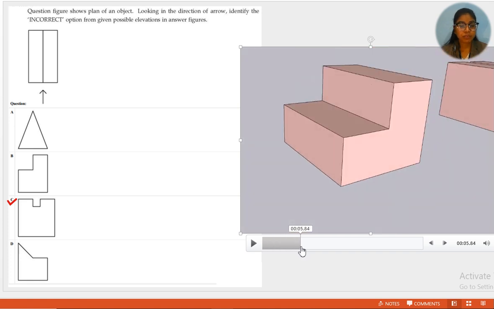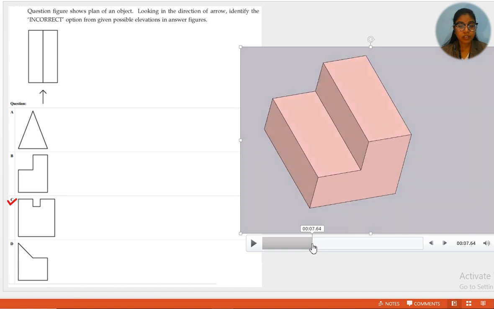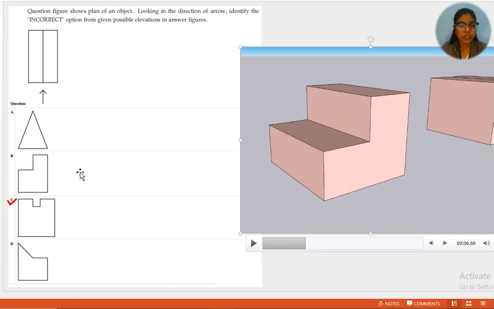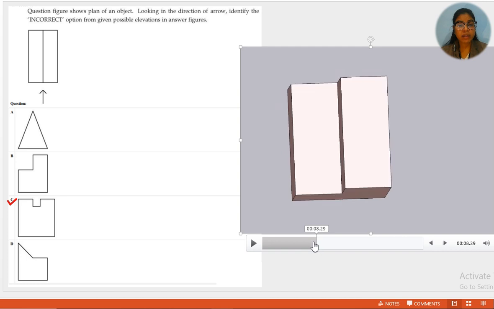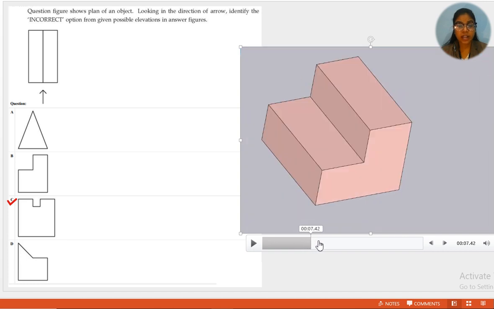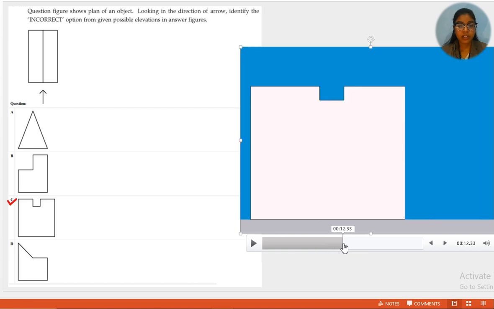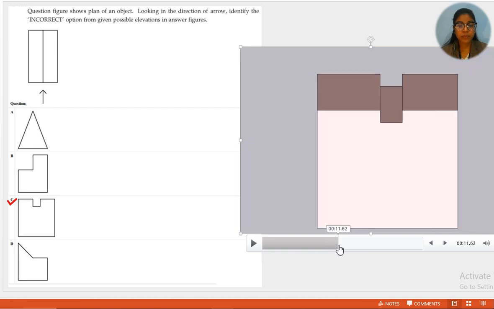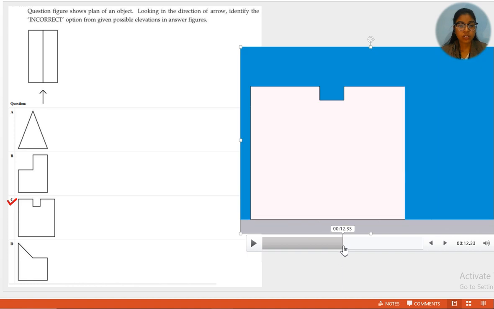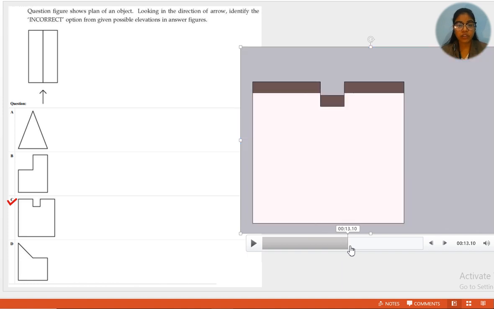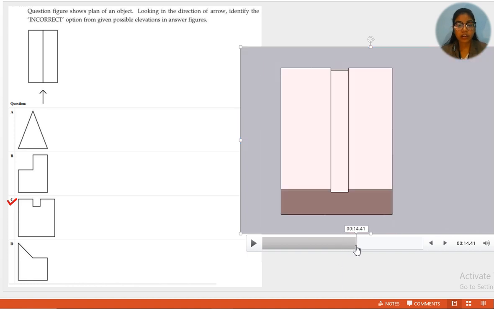Coming to the next option. This is the elevation given, and this is the 3D figure of this elevation. Now look at its top view. See, in the same manner it is getting transformed, and we get the same plan from this elevation also. We see this first line, this second line, and this third line. After that, you have option C, which is this one. Look, this is the elevation given to you. Now look at its plan.